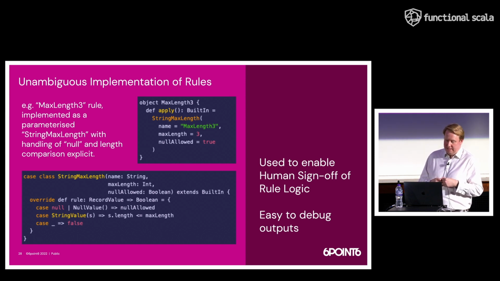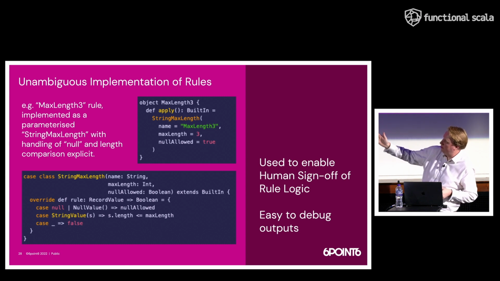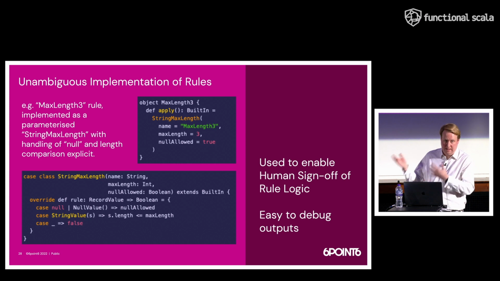So one of those things is to say, okay, a rule has a name, and that name completely defines the logic, right? So the name might be max length 3. Behind the scenes, that's implemented as a parameterized version of string max length, right? And what that says is, okay, I can see the parameters, so I know what a null will do, and I know what the length is, and that's all you need, right? Because then you can easily debug that. So no matter what the string is, if it's a null, if it's a string, this is the output, right? And the idea here is that you can get this signed off, right? And if people ask questions of it, this is all they need, right?